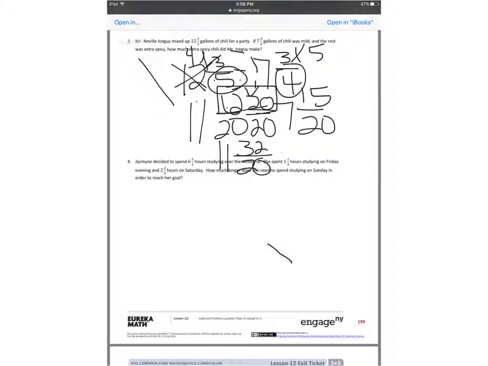My whole number is 11, and then I can subtract 7 and 15 twentieths from it to get 32 twentieths minus 15 twentieths, which is 17 twentieths. 11 minus 7, which is 4. So the answer is 4 and 17 twentieths.